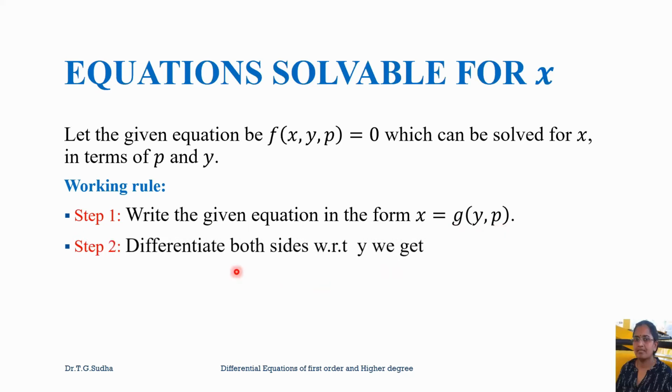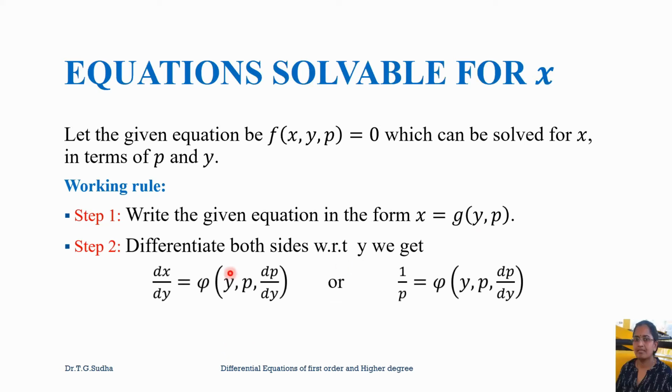In the second step, we differentiate both sides with respect to y, and we get dx by dy is equal to a function of y comma p comma dp by dy. Since we have x on the left hand side, we are differentiating with respect to y, so we get dx by dy. But dy by dx is p, therefore dx by dy becomes 1 by p. So 1 by p is equal to a function of y, p, and derivative of p with respect to y.